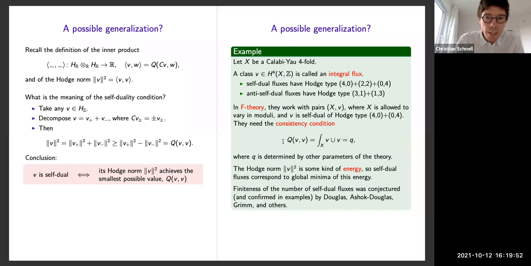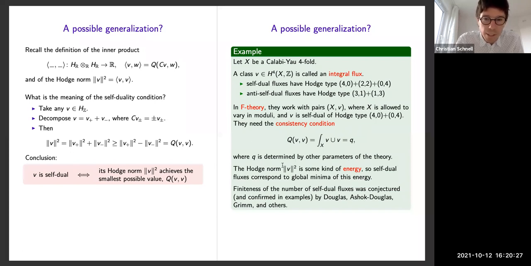Then there's the condition that the value of the pairing should be some fixed number. This naturally comes up in their setting as some kind of consistency condition. The value of the pairing is just the integral over X of V cup V, and this can be computed in a different way in their world. It turns out that this pairing is determined by some other parameters in the theory. So it is natural for them to look at pairs (X, V), where X is a Calabi-Yau, V is a self-dual class, and the value of the pairing of V with itself is fixed.